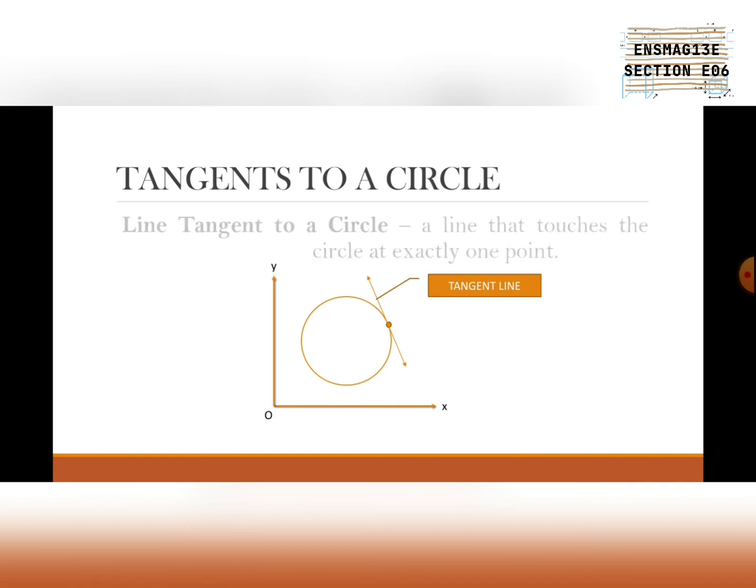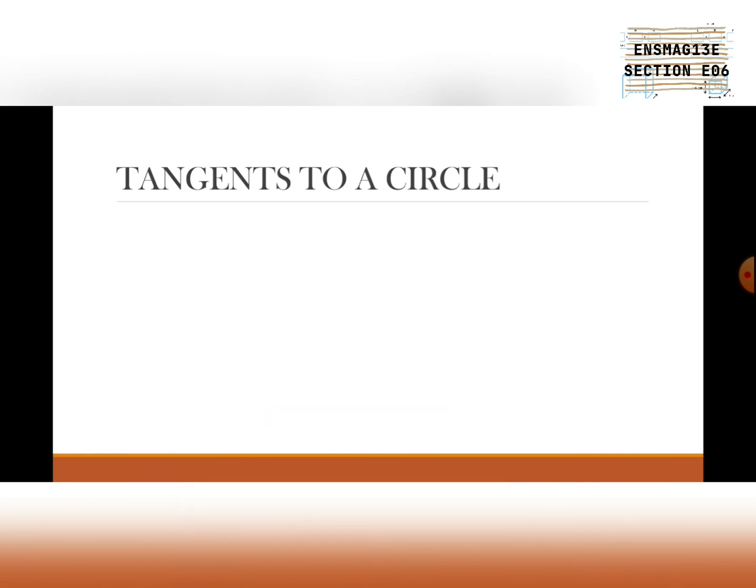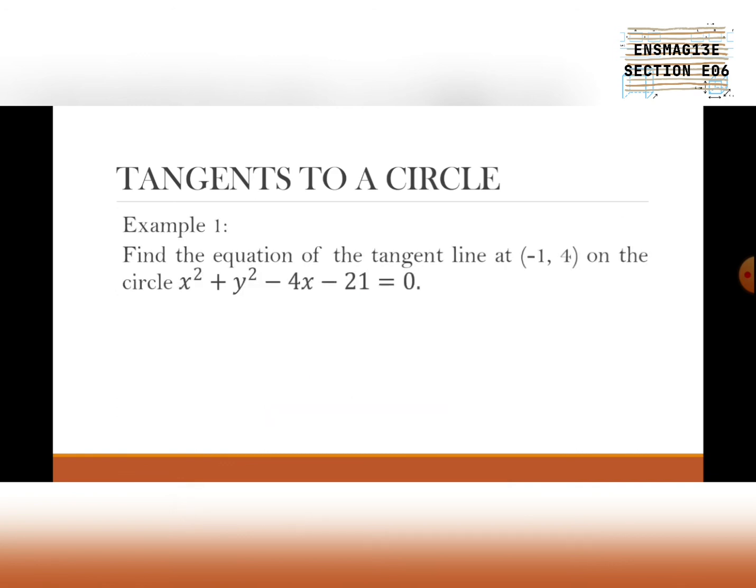Tangents to a circle. A line tangent to a circle is a line that touches the circle at exactly one point. Let us take this as an example. Find the equation of the tangent line at negative 1, 4 on the circle x squared plus y squared minus 4x minus 21 is equal to 0.